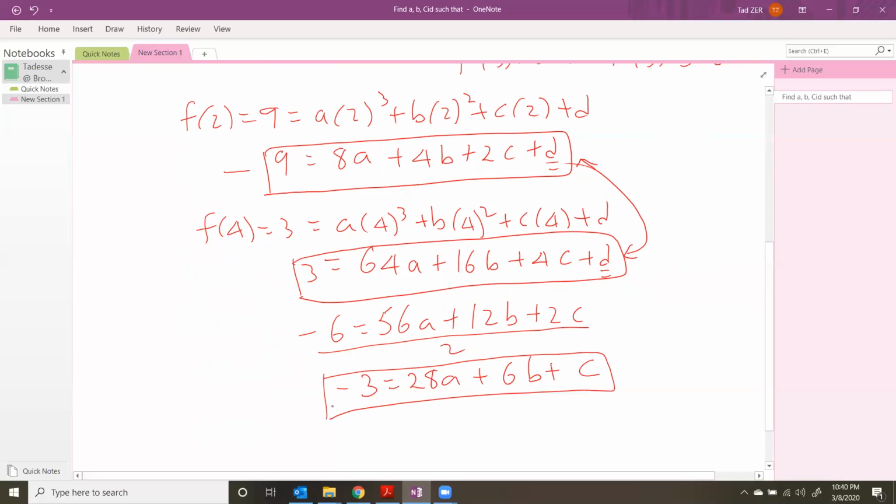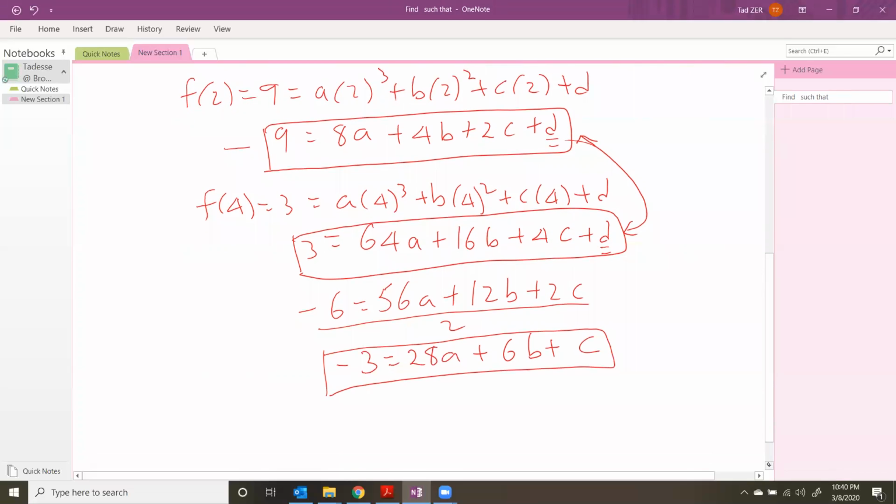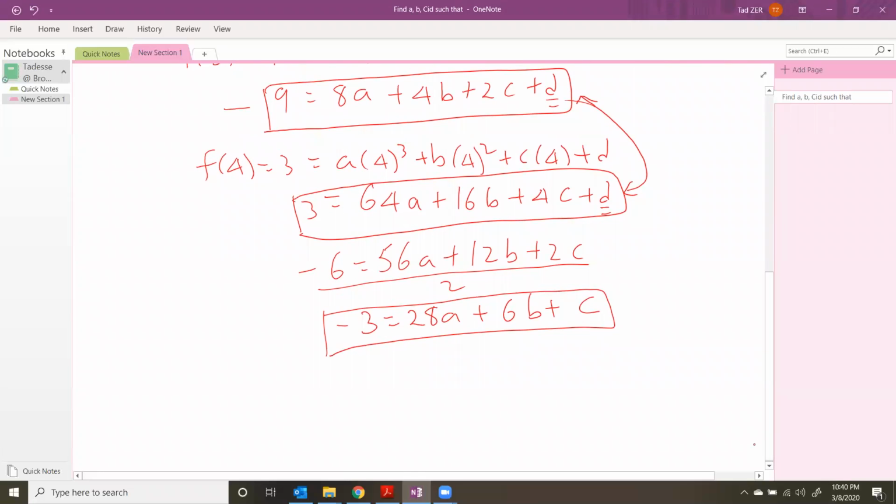All right. Now, what else do we know? As I told you, at the critical numbers the derivative is 0 or does not exist. Let's find the derivative of the function. The derivative is 3ax squared plus 2bx plus c. At the same time, let's find the second derivative because we need it. The second derivative is 6ax plus 2b.